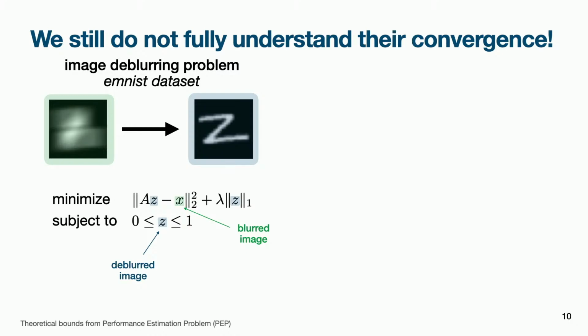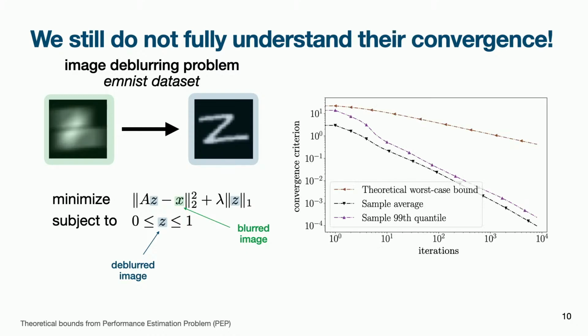Very classical inverse problem. Now I'm plotting the behavior of a first order method applied to solve this problem. This is the number of iterations, and this is the convergence criterion on the y-axis. You can see that the brown line is what the theoretical worst case bound gives me, and the black line is the average behavior that I record. I take every instance in this data set, run these first order methods for a given number of iterations, take the average, and plot the black line. And you can see that the average, of course, as expected, is way below the worst case behavior.